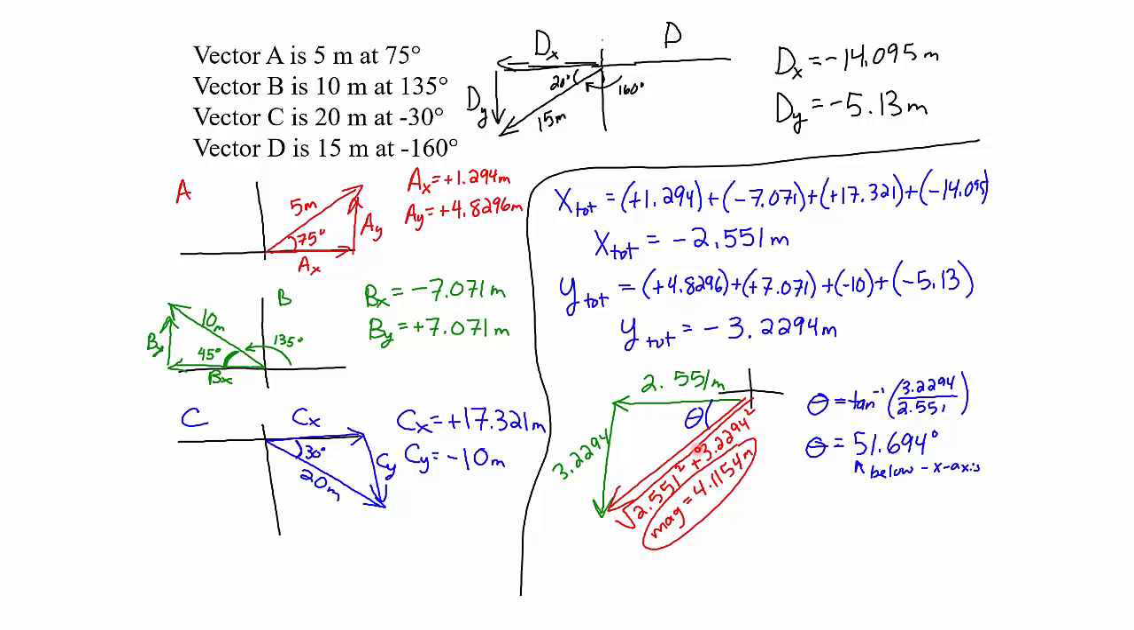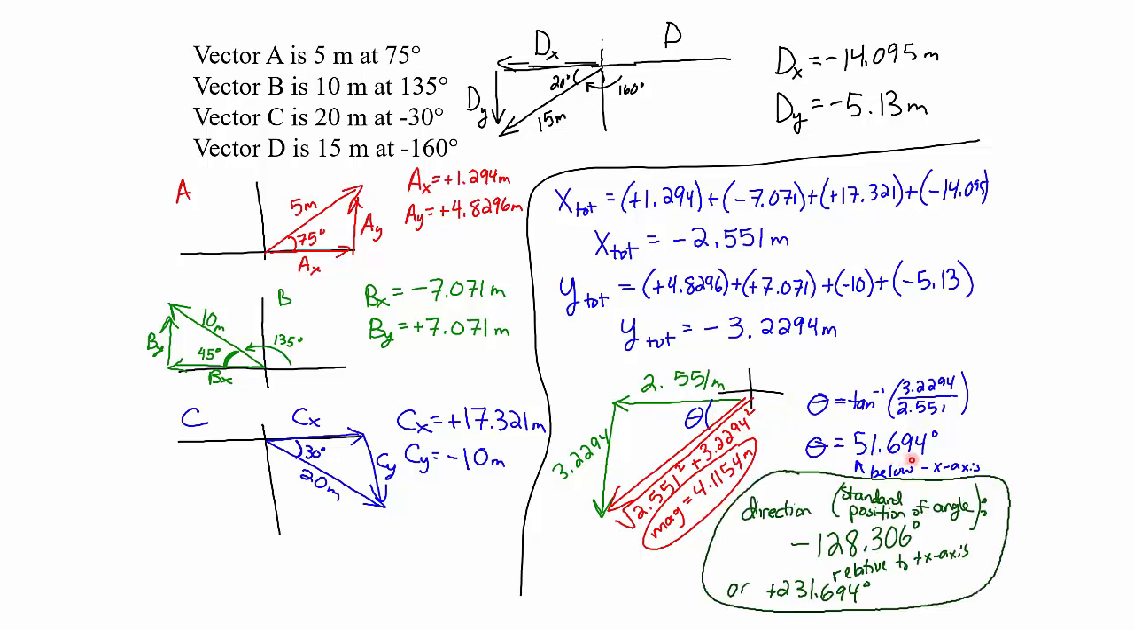And sometimes that's good enough for describing it, but sometimes we're asked to give the standard position of the angle. Sometimes we're asked to give the angle relative to the positive x-axis, with counterclockwise being positive and clockwise being negative. And so that would mean I'm either finding this clockwise angle here or this counterclockwise angle here all the way around.